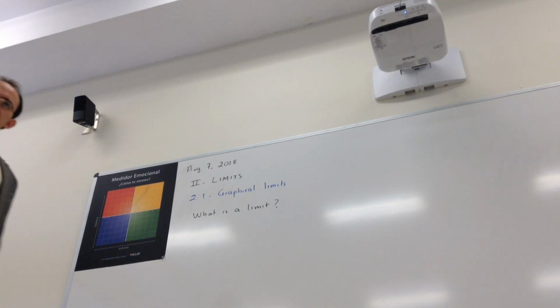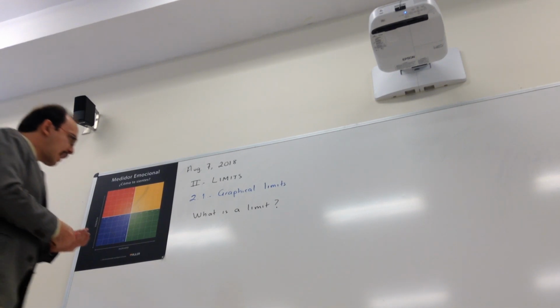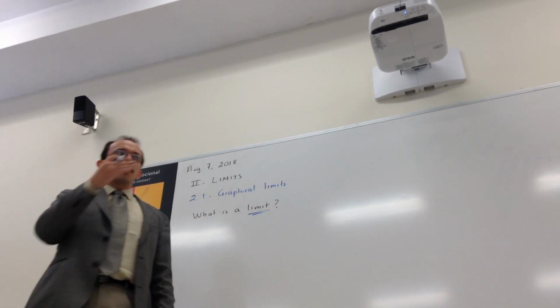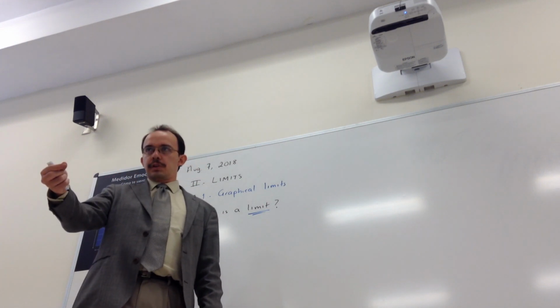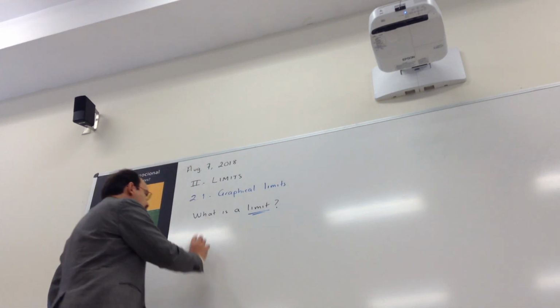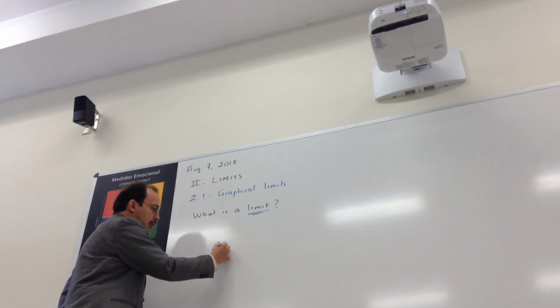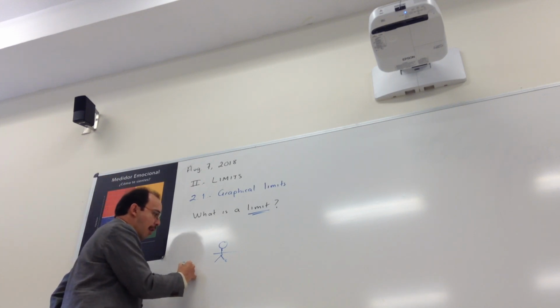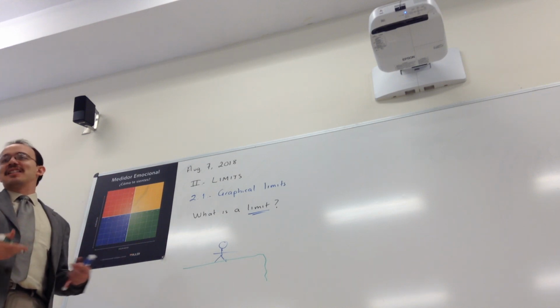But here in mathematics, the definition is a little different. Here in mathematics, a limit is going to be an operation. It's going to be an operation that is going to allow you to approach a value. Okay? What is that? For example, imagine that you're a person here, a guy walking on a certain highway or something.